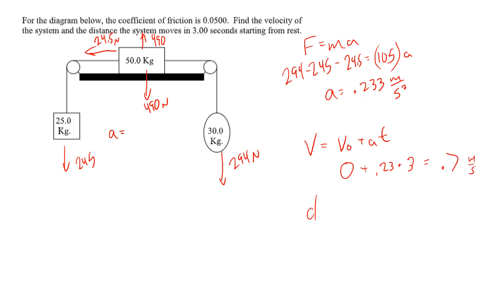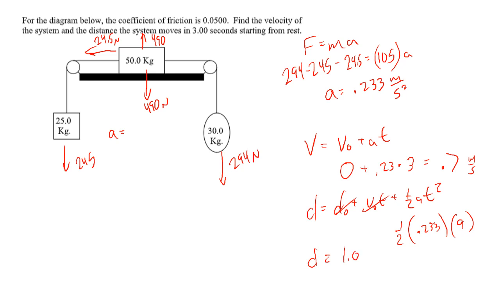Now let's do distance: d is equal to d0 plus v0t plus 1/2 at squared. So 0, 0, and then we're going to have 1/2 times 0.233 times t squared, which is 9 altogether. Well, 3 squared, whatever. So 0.233 times 9 over 2, enter. So distance covered will be about 1.05, rounded that up, meters. So awesome. Hopefully you could figure it out.